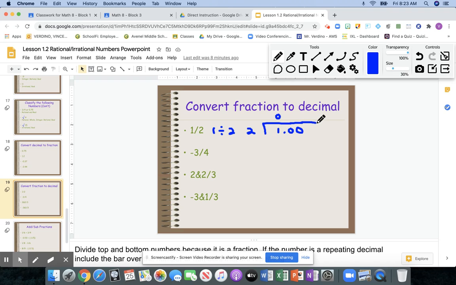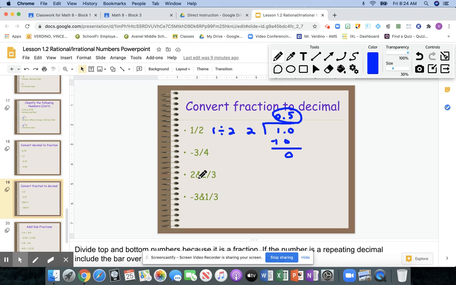So 1 is the same as 1.000. You could place as many zeros as you need. Once you place a decimal, you want to line it up. Then ask yourself how many times does 2 go into 10? It goes in 5 times with no remainder. So you don't even need this final 0. Your final answer is going to be 0.5 or 5/10.